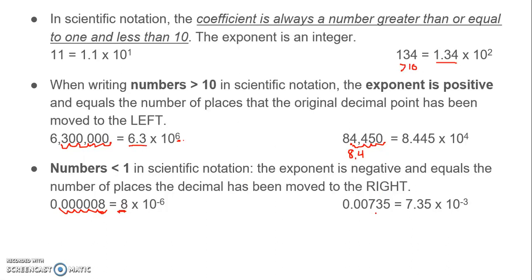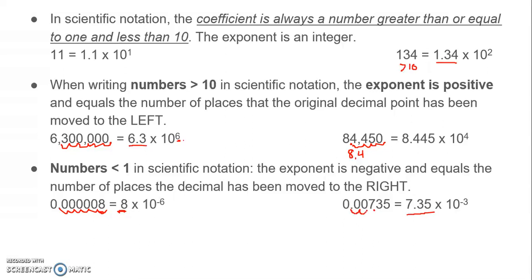The same thing with here. So we would have our coefficient as 7.35, right? Because the coefficient has to be greater than 1 and smaller than 10, so we will stop here. Okay, so from here to here, how many places? So let's count.